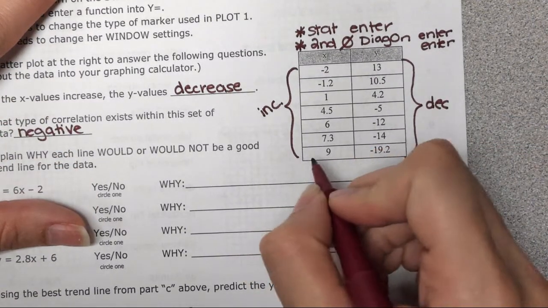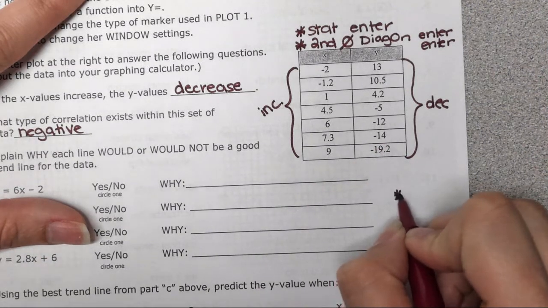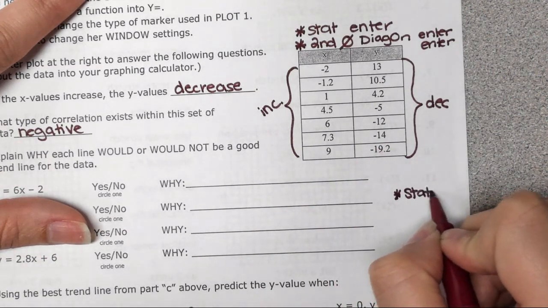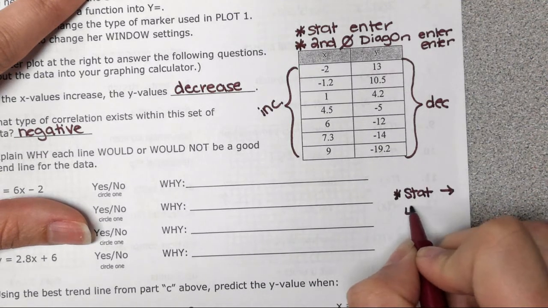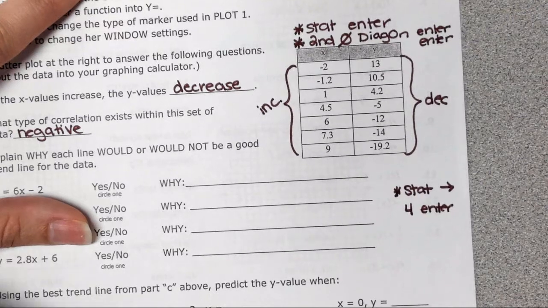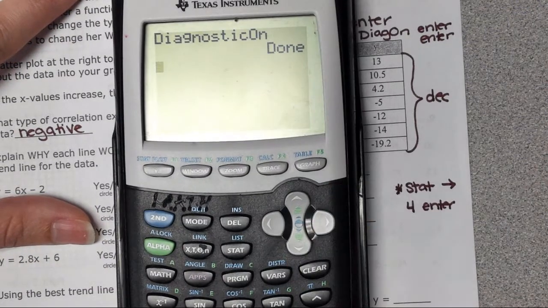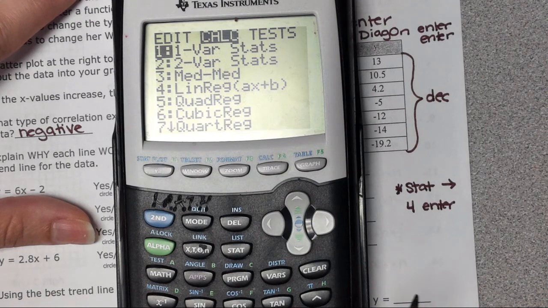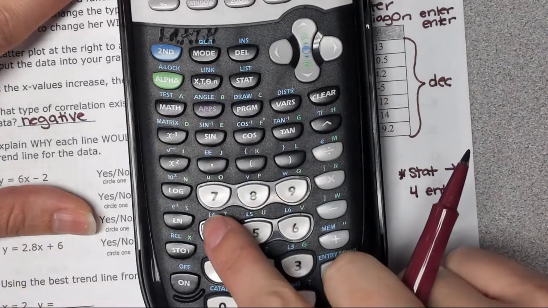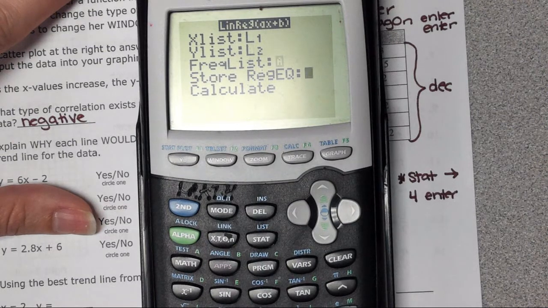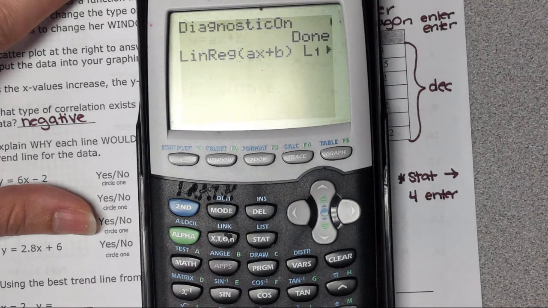To find the equation, you do stat, right, 4, enter. So going to my calculator, stat, right, click the 4, and I click enter, all the way down to calculate.